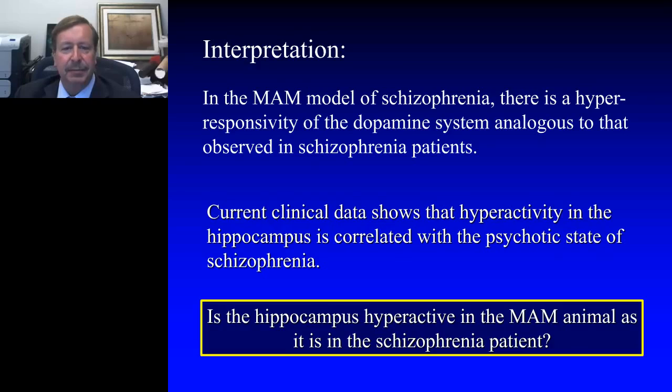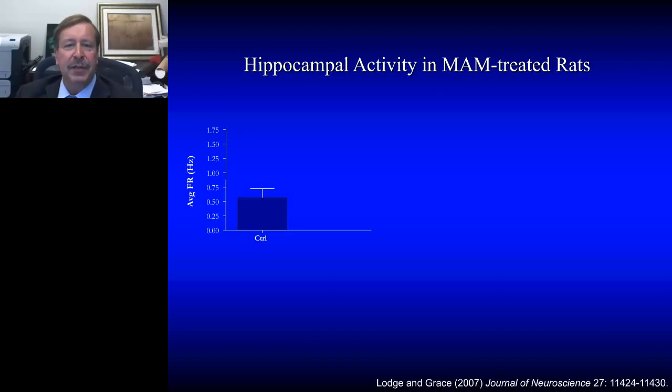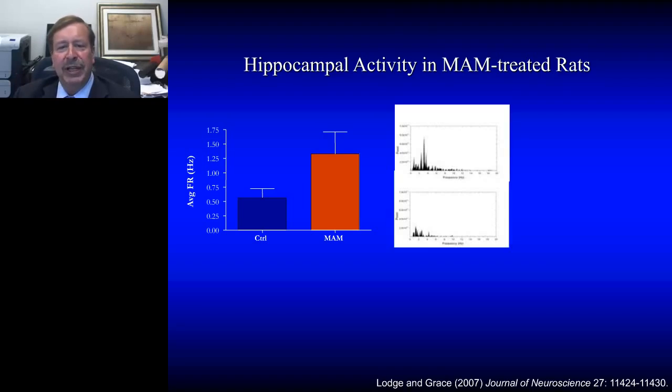Now, is the hippocampus hyperactive in the MAM animal as it is in studies of human schizophrenia patients? Well, if we just look at hippocampal neuronal firing rate in the ventral hippocampus, we find that the neurons are on average firing significantly faster. But of course, the hippocampus is a complex structure whose activity depends more than just on the firing rate of the neurons, but also on rhythmic activity. And when we look at rhythmic activity, we find something interesting.